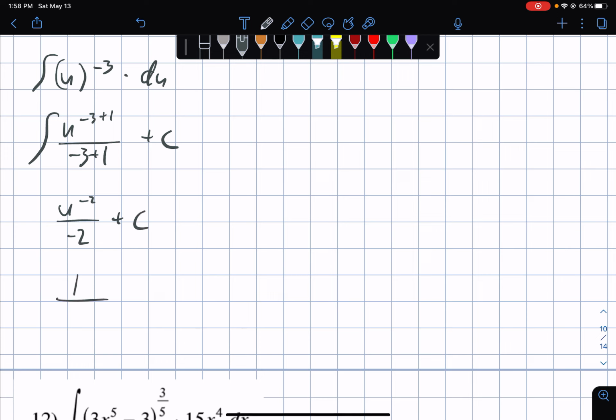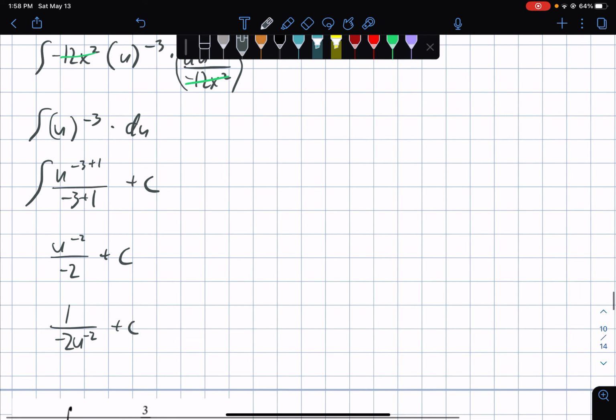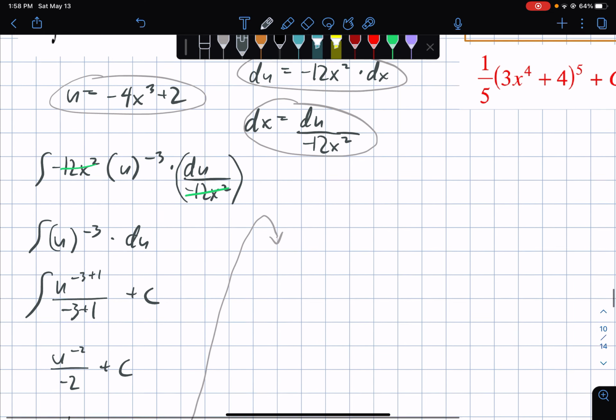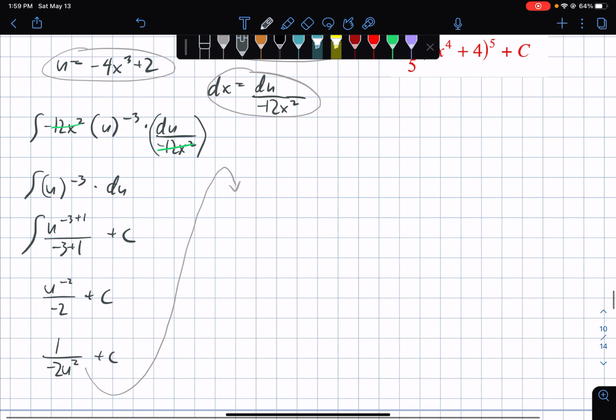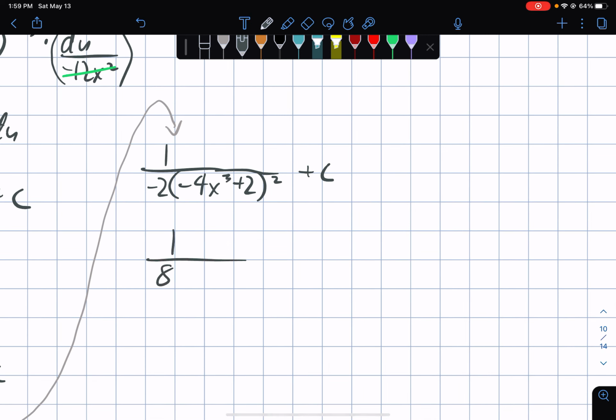And then you can reciprocate, so we have negative 1 over 2 times u raised to negative 2 plus c. I'm sorry, it should be positive already, the exponent. And then we can now sub u. U is negative 4x raised to 3 plus 2. Therefore, we have 1 over negative 2 times the quantity negative 4x raised to 3 plus 2, and then raised to 2, and then plus c. So we have 8x raised to 3 minus, PEMDAS rule. Or we don't have to simplify it actually. This is already the answer.